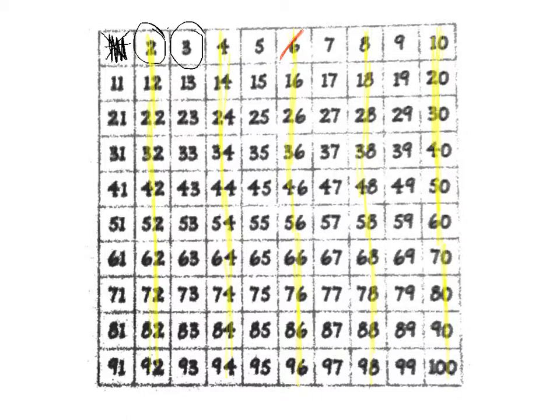9 is also a multiple of 3, as is 12, 15, 18, 21, 24, 27, and 30. So again, I'm going to ensure that all of my multiples of 3 are highlighted with that red diagonal.